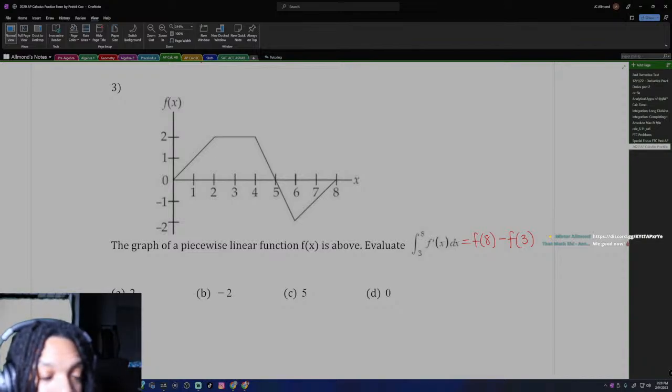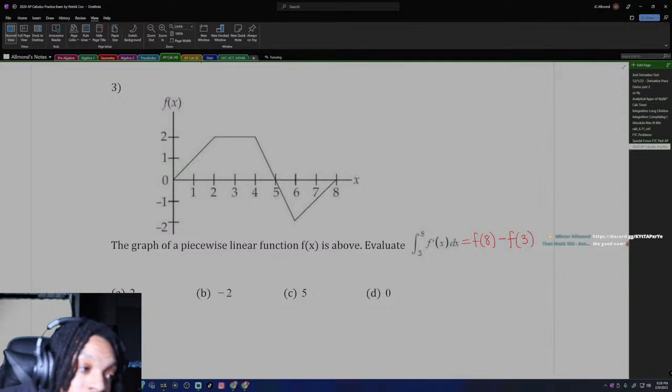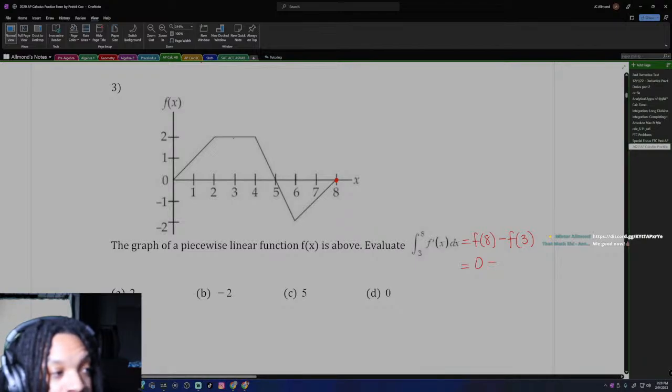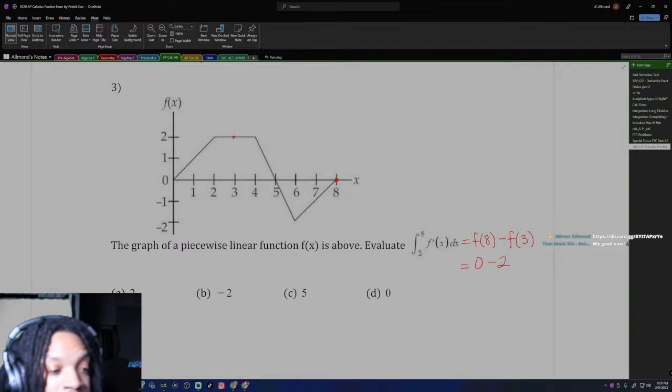So that is what they want us to evaluate. The thing that they want us to evaluate is the same thing as saying little f of 8 minus little f of 3. Now, fortunately, we have a graph of f. So we can use that to find f of 8 and f of 3. So according to the graph, f of 8 is 0 minus f of 3 is 2. So 0 minus 2 is an answer choice.